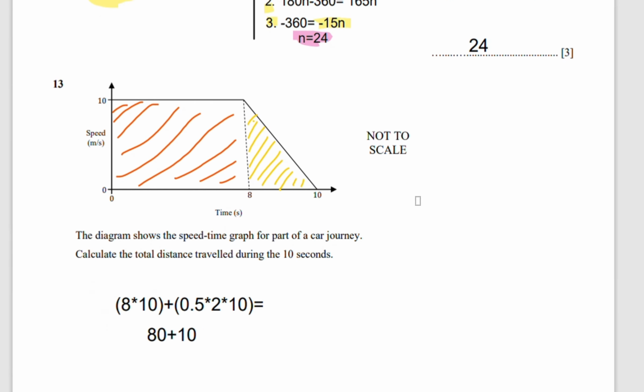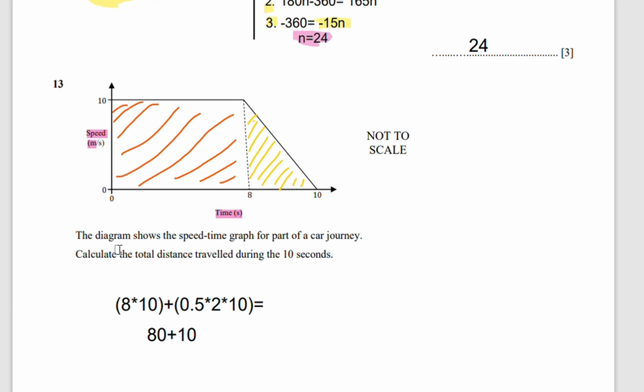Our last question for the day is this one, which is 13. The diagram shows a speed time graph for part of a car journey. Let's just label that it is a speed time graph. Calculate the total distance traveled during the 10 seconds. Now, I really recommend making sure that the units right there are the ones required in the answer. So if this one is meters, this one should also be meters.